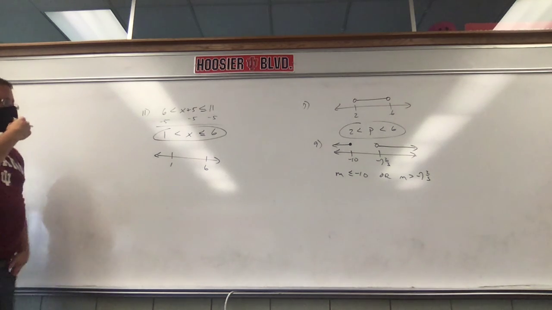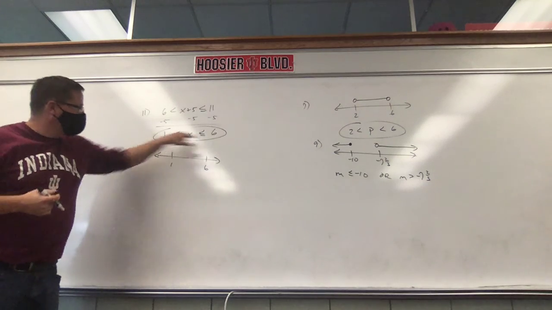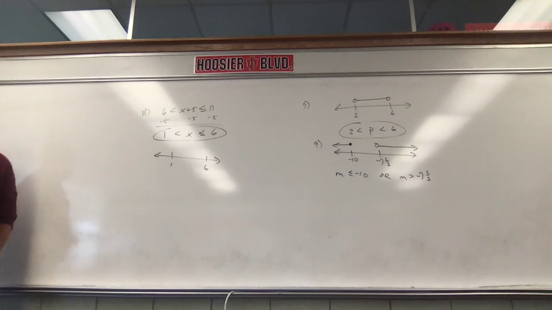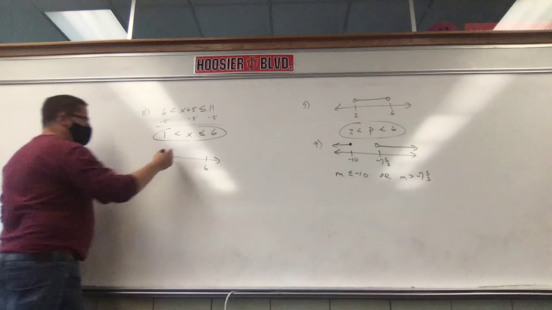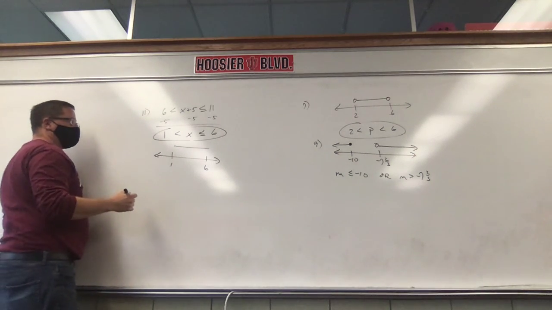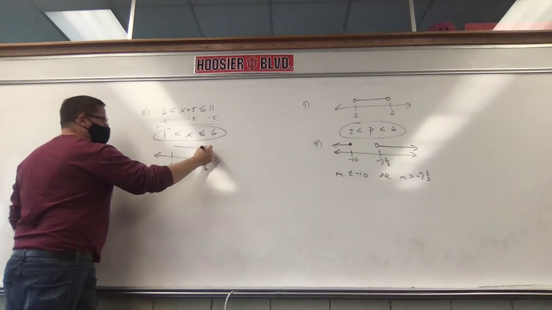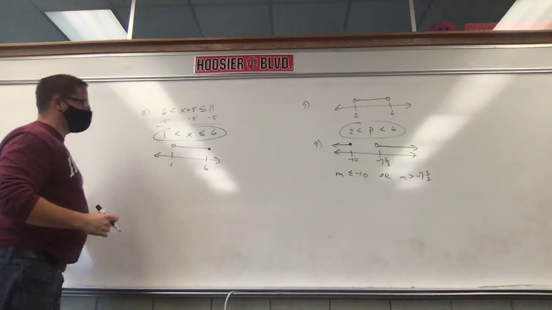Between. How do you know we're going to shade between? Because where do you see x? Between them. X is between them, so you shade between them. Open dots or closed dots? Closed at 6 because there's a line. Open at 1 because there is no line.